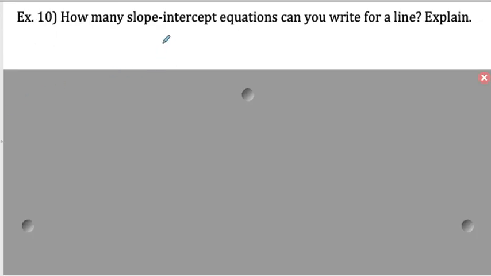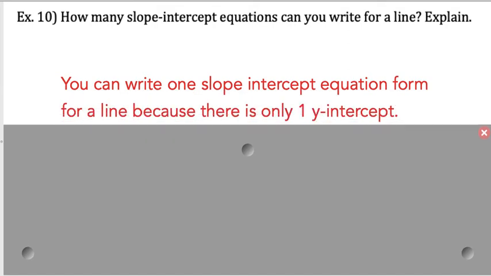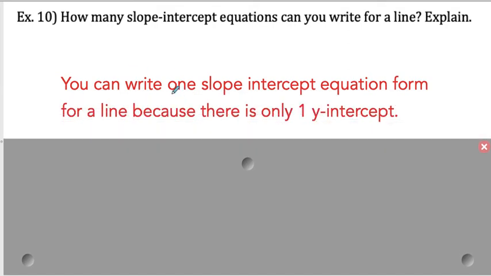In example 10, how many slope-intercept equations can you write for a line? So when I'm writing slope-intercept equations, I'm plugging in a slope and a y-intercept. There's only one of both of those, so you could only write one slope-intercept equation form of a line because we only have one y-intercept and one slope.